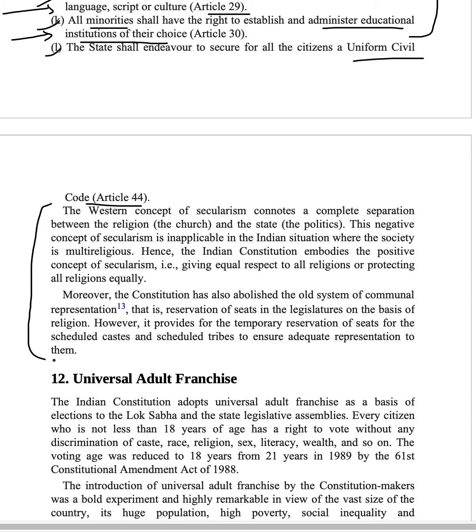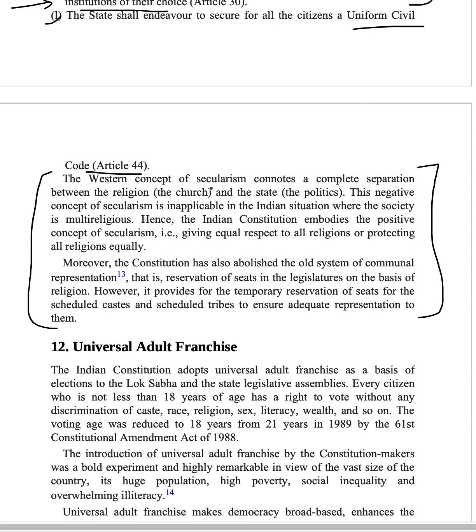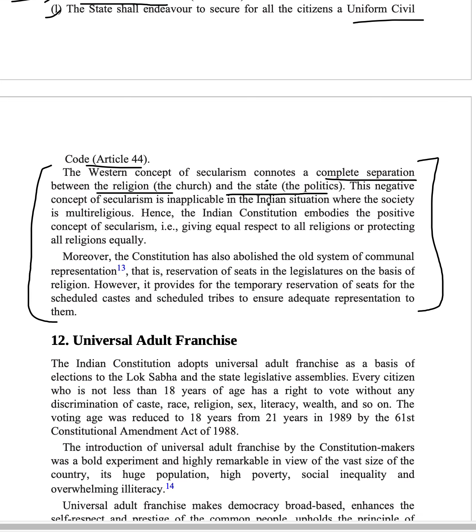Here is one of the most important concepts that they have told, that is, what is the difference between Indian secularism and the Western concept of secularism. The Western concept of secularism connotes a complete separation between the religion, the church, and the state, the politics. Mostly the religion in the West is the church, because mostly they are Christians. So there is a complete separation. The state, or the government, does not interfere in the matters of religion, and the religion does not interfere in the matters of the state. So they both are totally separate.